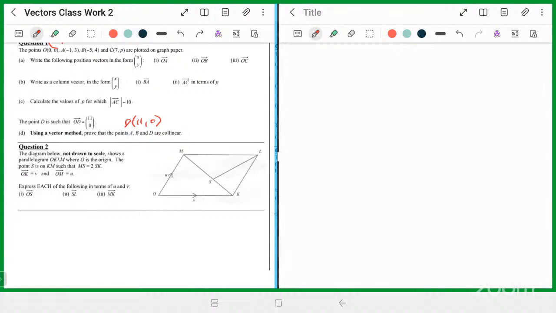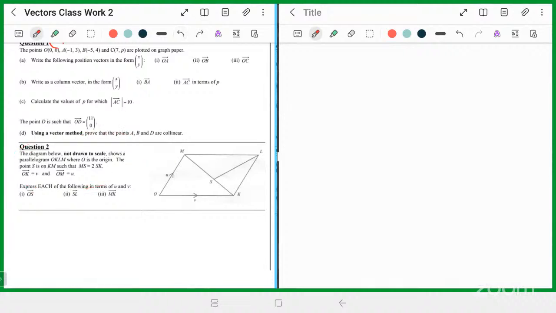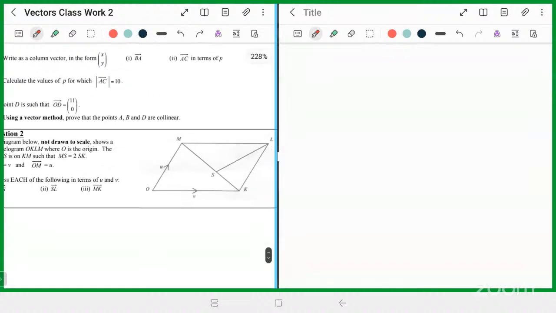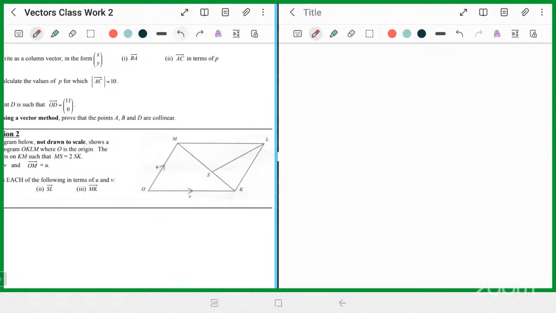All right. So the question gives us the diagram here, and it gives us some information. As you read, you're going to implant what you know on the diagram as you read it. So it says, the diagram below not drawn to scale. It shows a parallelogram. So if it's a parallelogram, automatically you know that these two sides are equal in length and parallel. And these two sides are equal in length and parallel. And so whatever vector this one is, this vector is the same vector. Whatever vector this one is, the same vector.